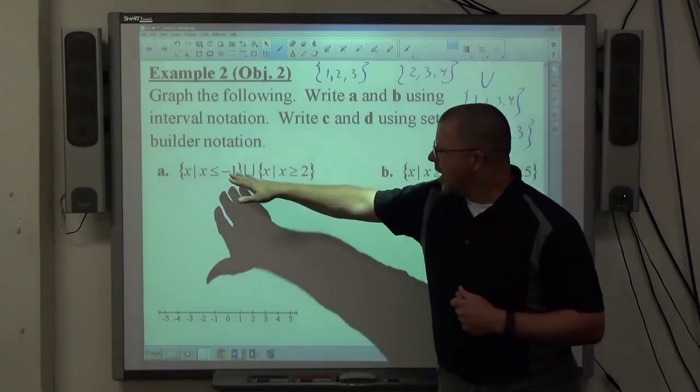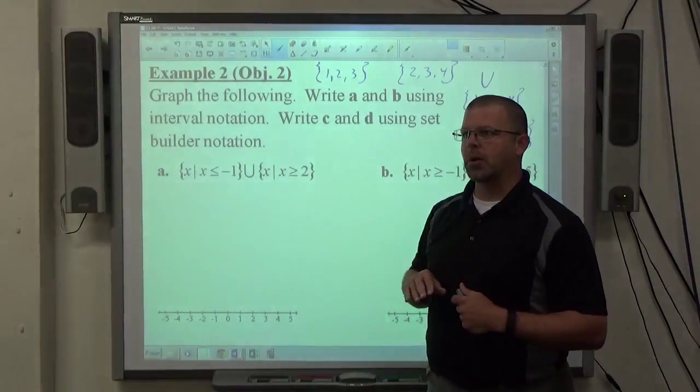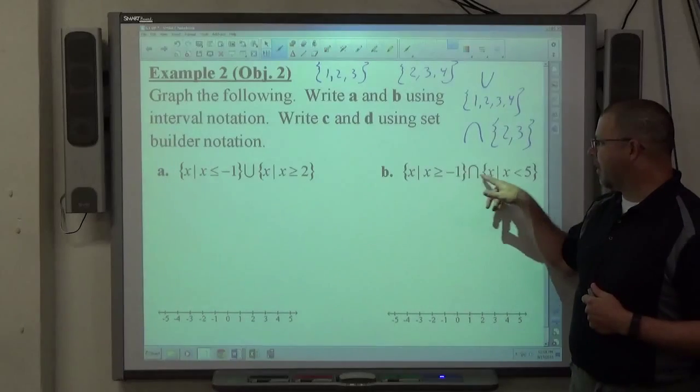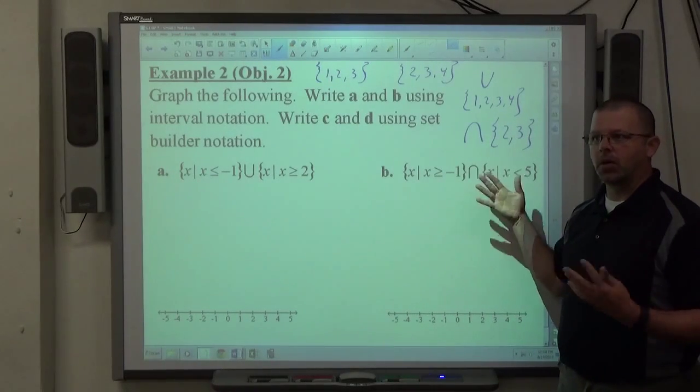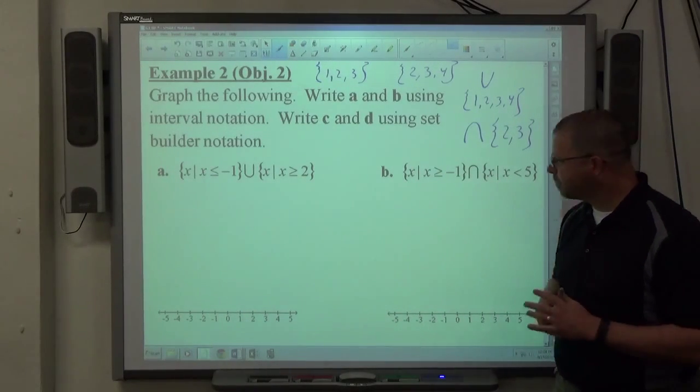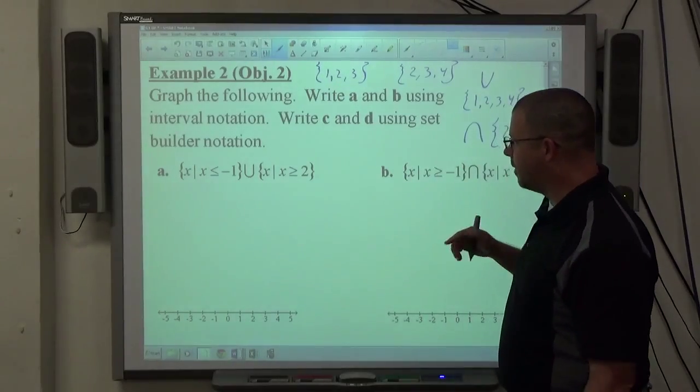So for the union, I want to graph this and this on the same number line. For an intersection, I want to find out where those two graphs would overlap and only graph that part. Okay? And C and D we'll get to in a minute.